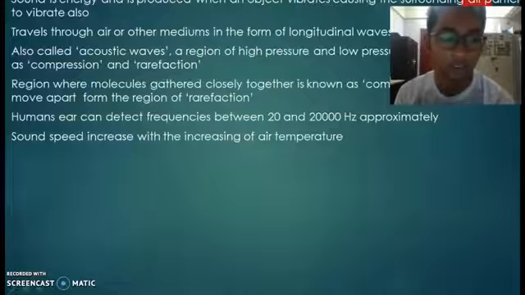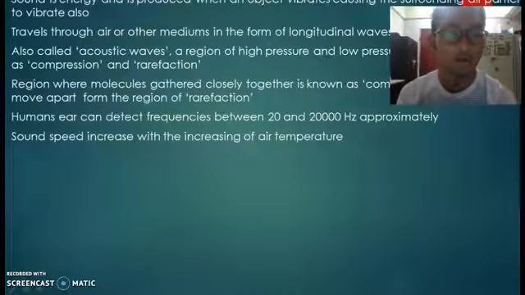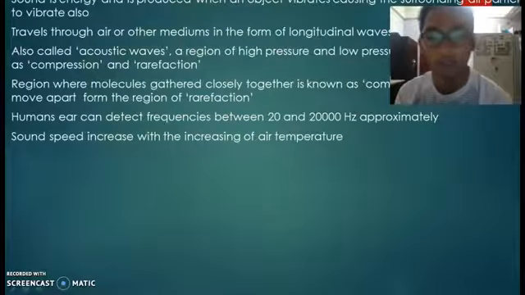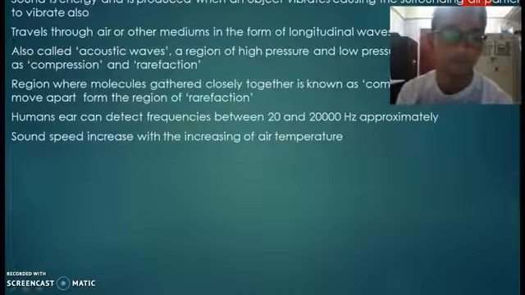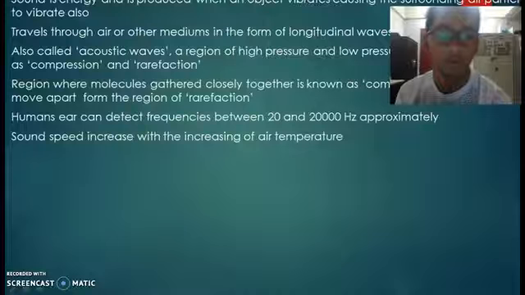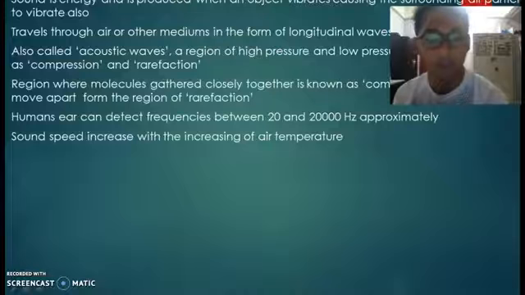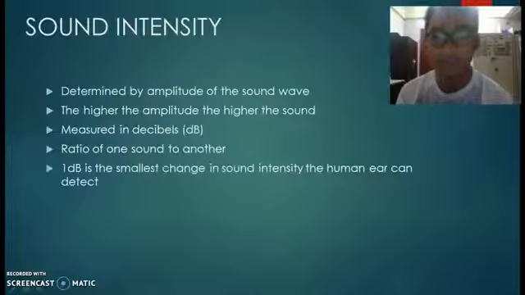Earlier I told you. The region where molecules gathered closely together is known as compression, and as they move apart, the region of rarefaction. Human ears can detect frequency between 20 and 20,000 Hz approximately. Sound speed increases with the increasing of air temperature, which means the higher the temperature, the higher the sound speed.